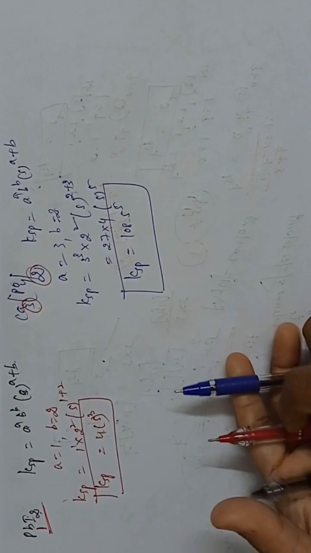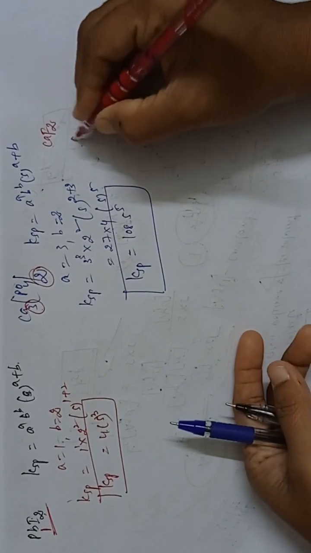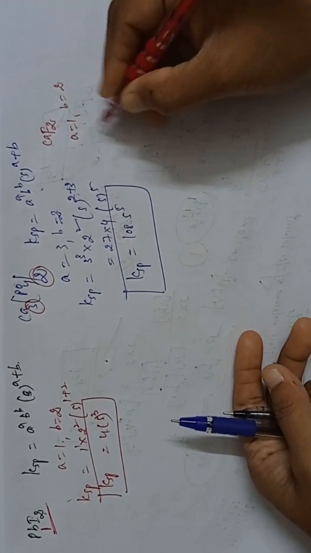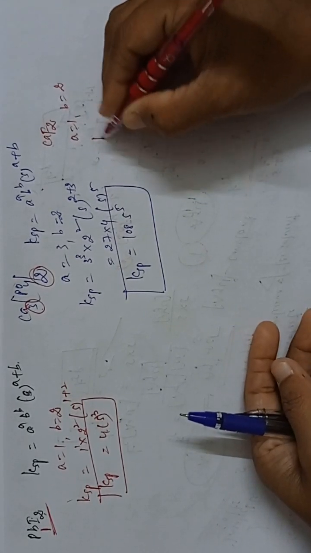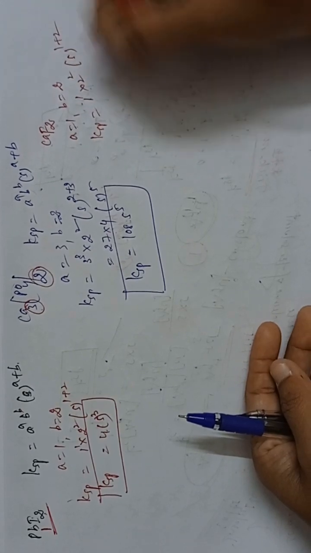Clear? Now take one more example. See, calcium fluoride, CaF2. Tell me fast. A is equal to 1, B is equal to 2. Then what is the formula, students? KSP is equal to 1^1 into 2 square into S to the power of 1 plus 2.